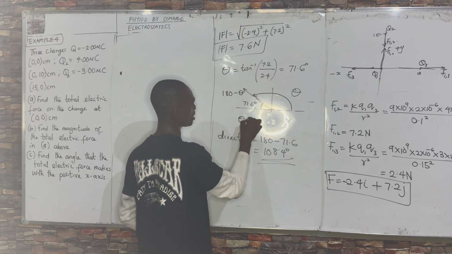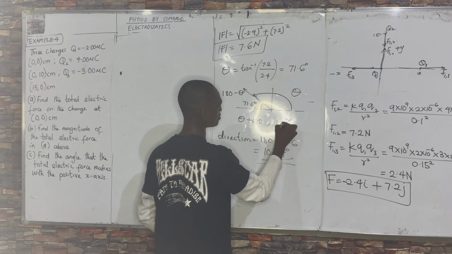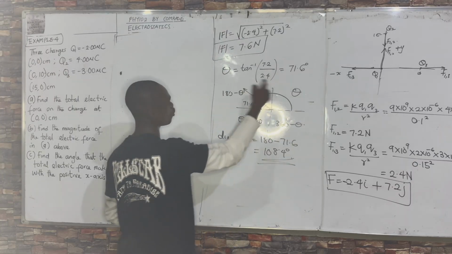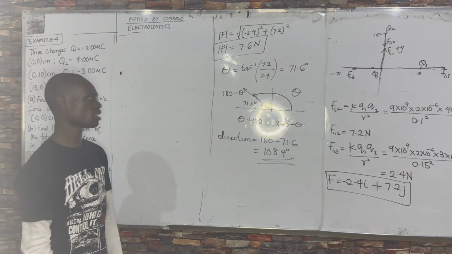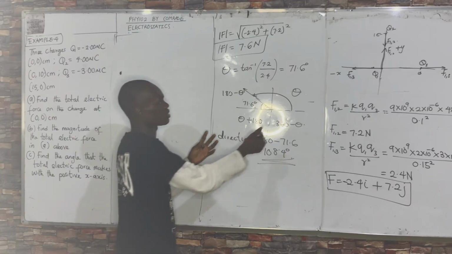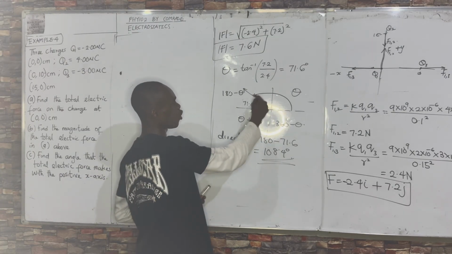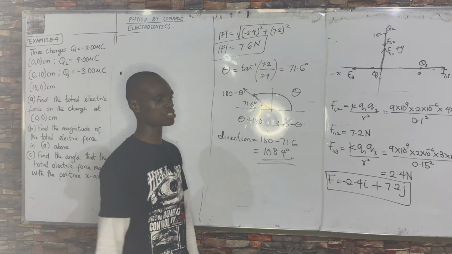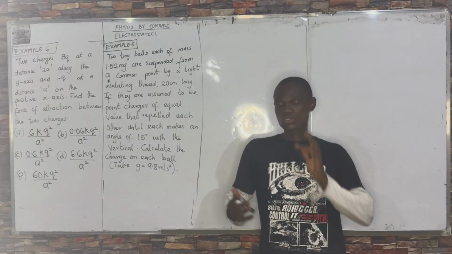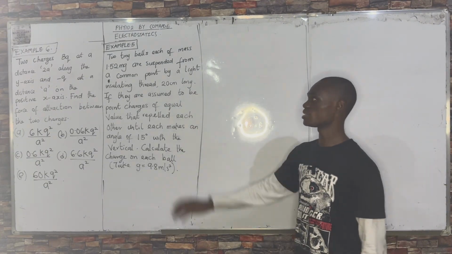Or you can use your quadrant. The final answer is 180 minus theta here, theta plus 180 here, and 360 minus theta here. You can also use your quadrant to get the final answer. Or you can just think, angle in a straight line is 180. So if here is already 71.6, then what will be this? 180 minus 71.6. So that's how it works. All right, so let's take this example.